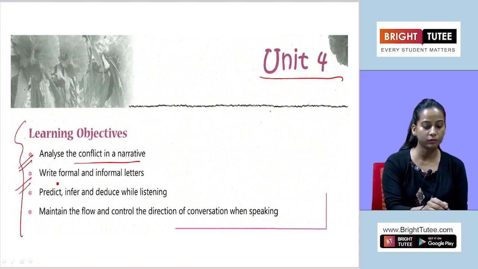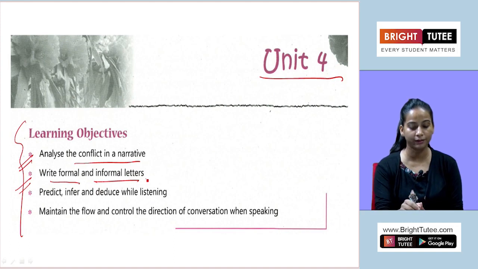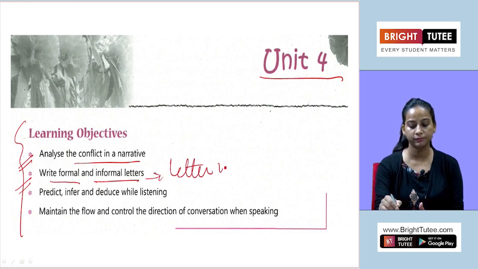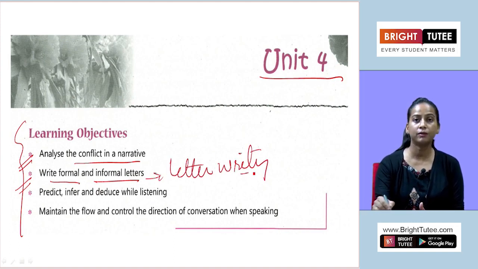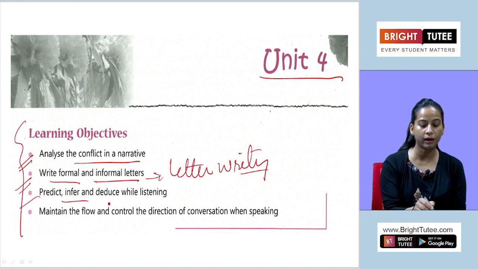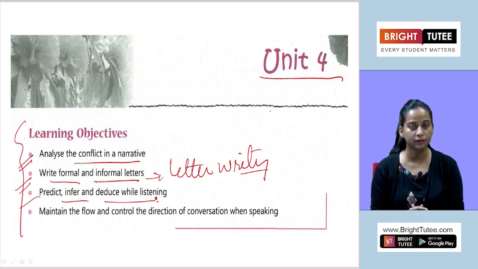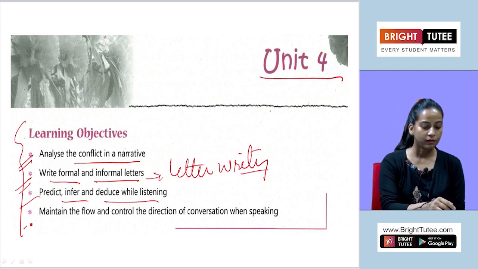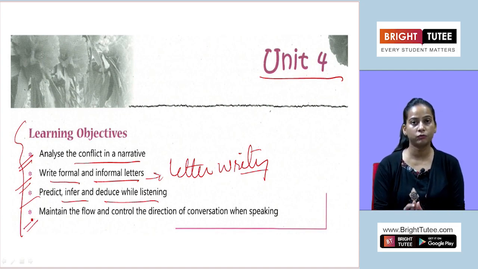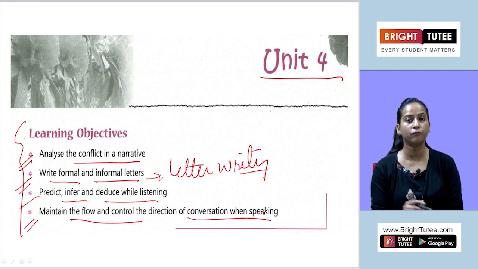Then we'll talk about how to write formal and informal letters. So letter writing also we are going to learn here. Besides that, we'll learn to predict, infer and deduce while listening to the text. Along with that, we are also going to learn about maintaining the flow and controlling the direction of conversation while speaking. So all these are going to be the learning objectives of this Unit 4. So let's start with the unit.